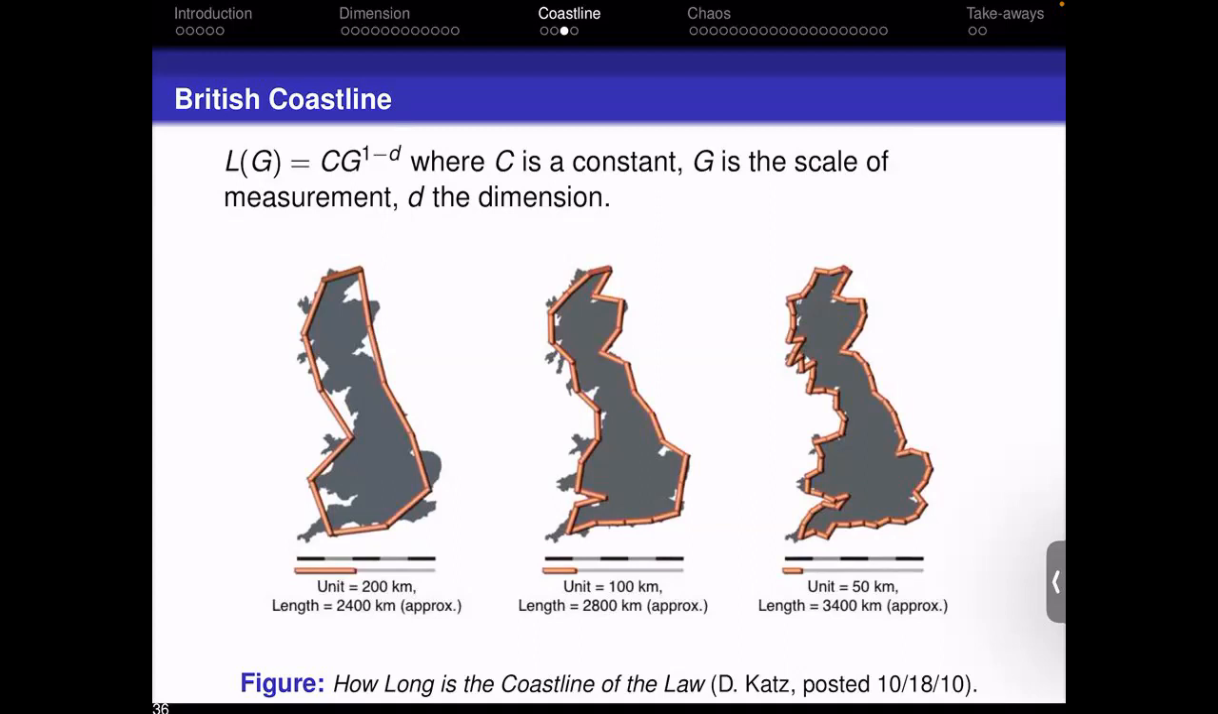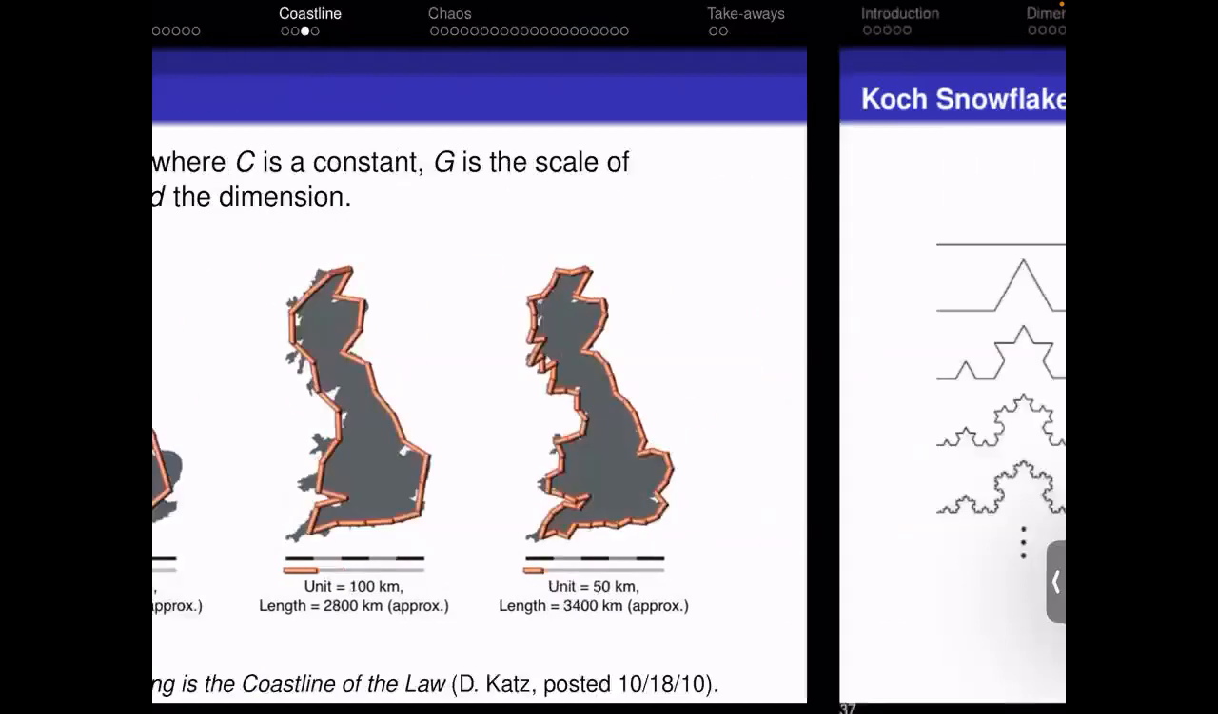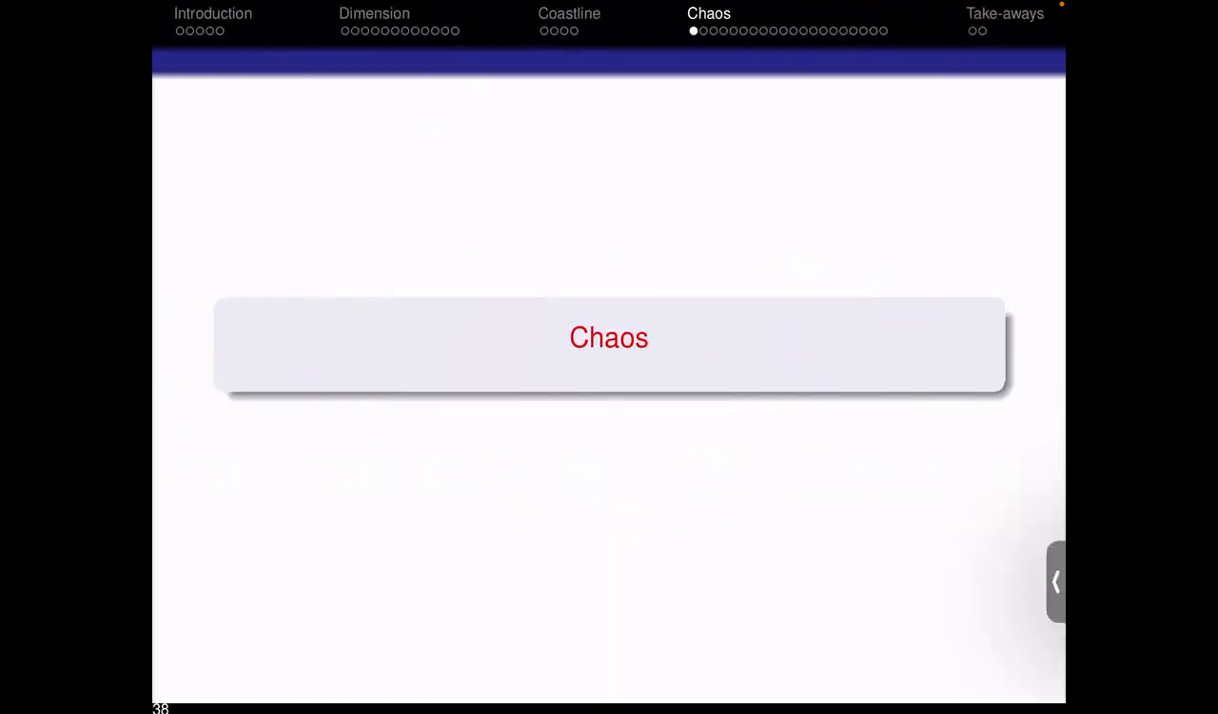How much greater? Anybody have any thoughts as to which country might have a really high dimension for its coastline? Very jagged coastline. Norway, right? Some of those countries with lots of fjords would be a really good one. So I'll skip the rest of the stuff.